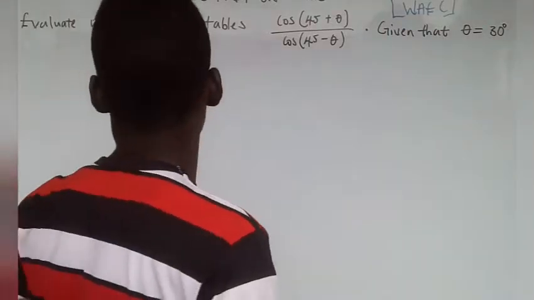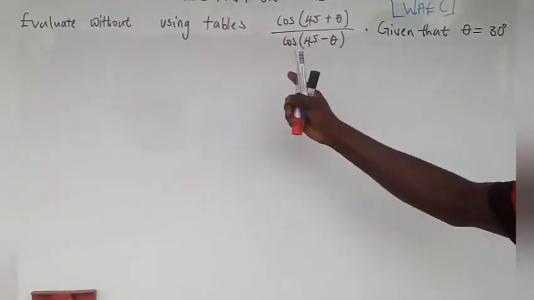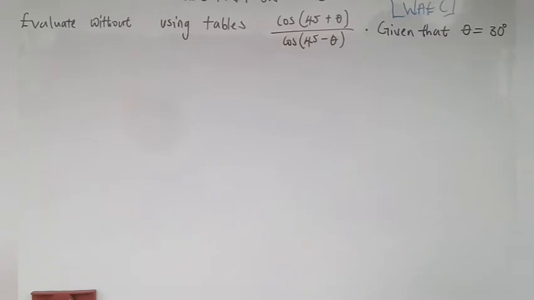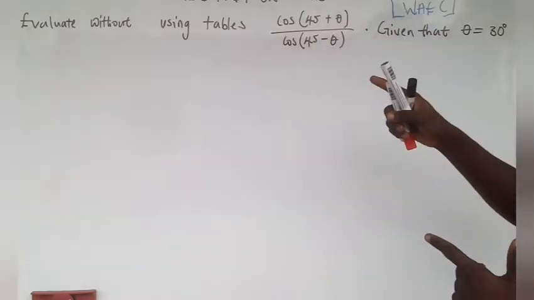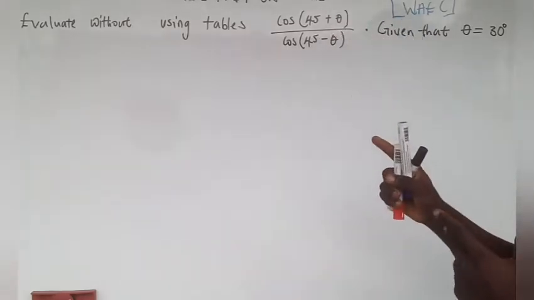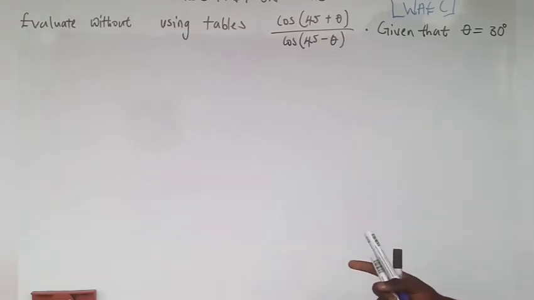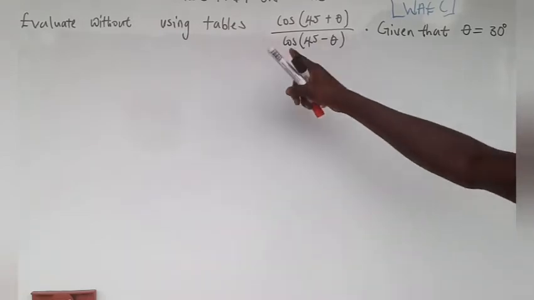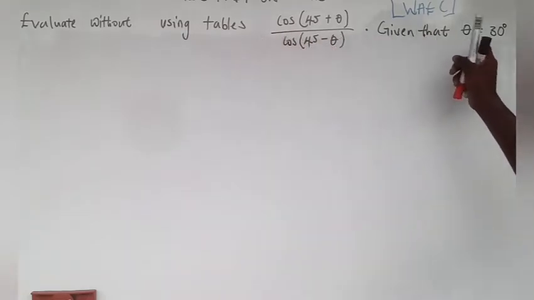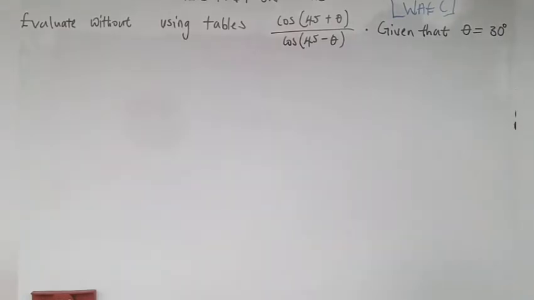Now here's another question. Evaluate, without using tables, cosine of 45 plus theta divided by cosine of 45 minus theta. Evaluate this, given that theta is 30 degrees.